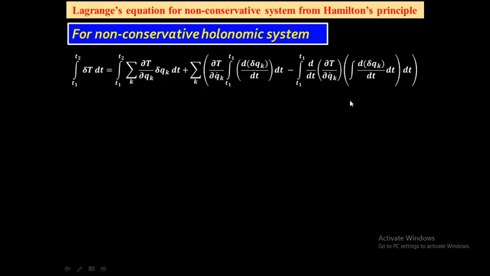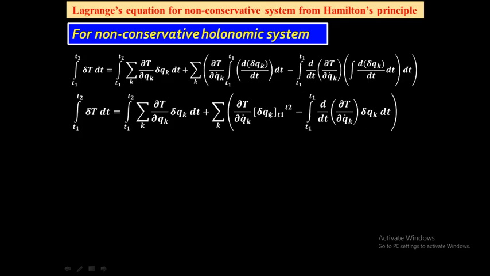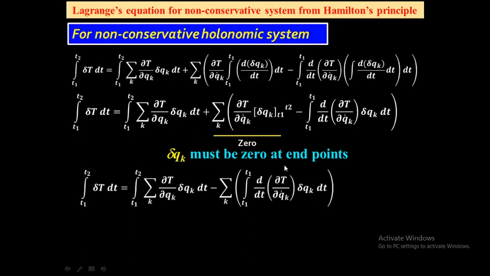So after this step, here is delta qk over the limits t1 to t2. Here integration and differentiation cancel out, so here is also delta qk. According to the variational principle, this delta qk at the endpoints will be 0, it vanishes. So this delta qk must be 0 at the endpoints, so this term will be 0. So we are left with only the first and third terms on the RHS.